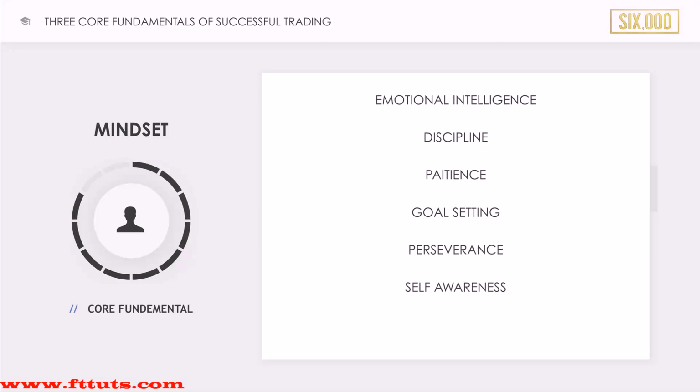Self-awareness, and I would even relate this to self-confidence as well. Self-awareness is about where you are right now. Where are you in the educational cycle? What are your financials like? What are you like as a person? This typically ruins traders' potential.